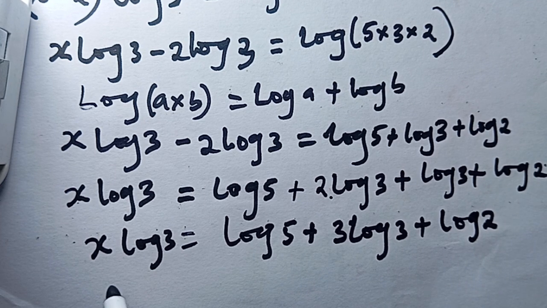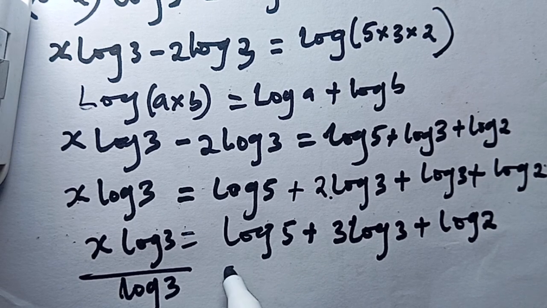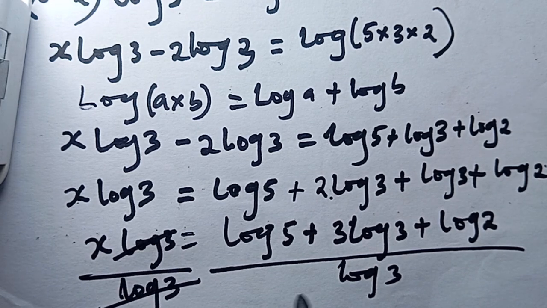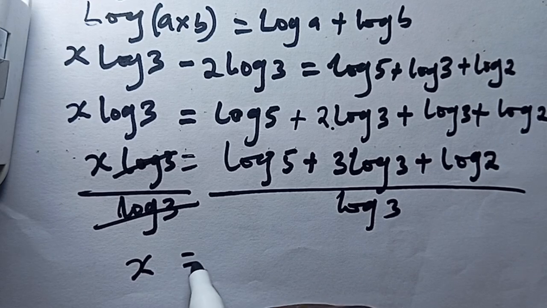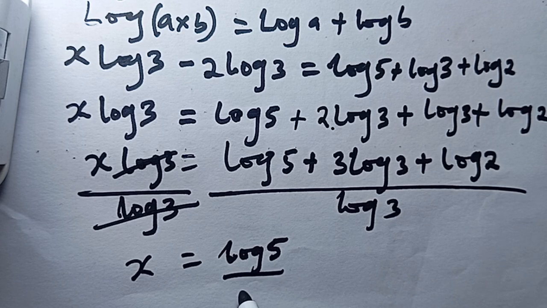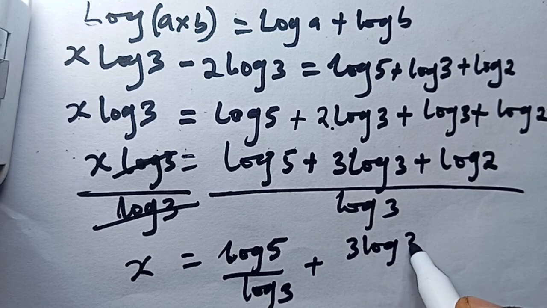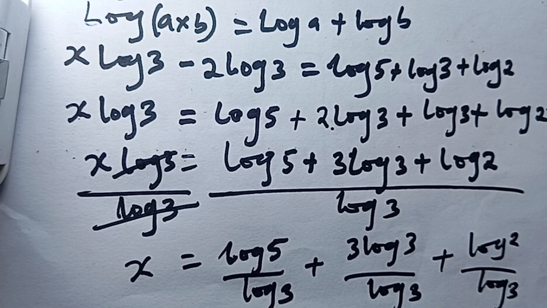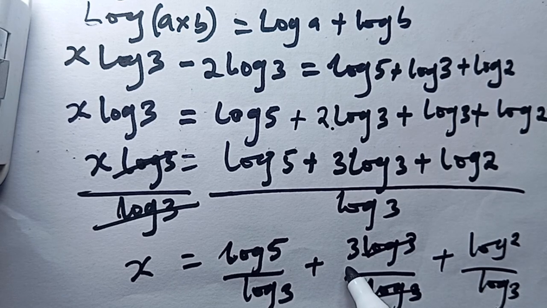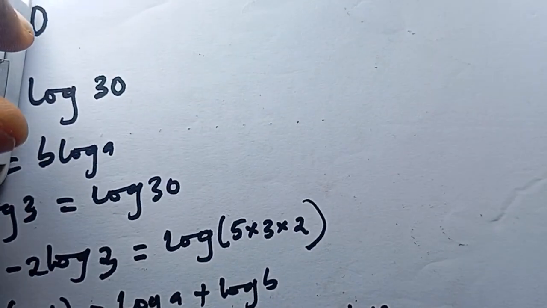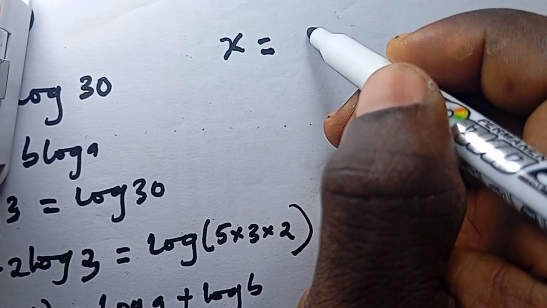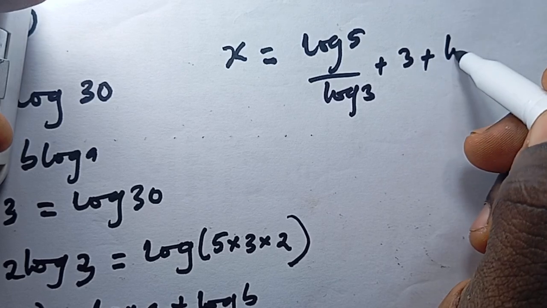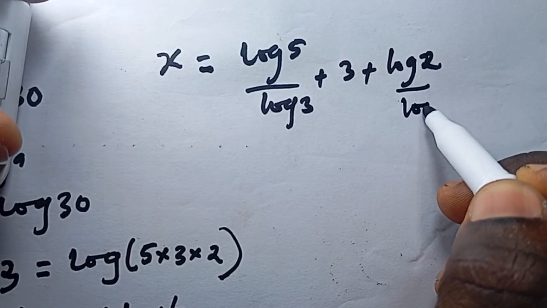Now at this point, I'm going to divide through by the coefficient of x right here, that is log 3. I'll divide all of this by log 3, and my x will be equal to log 5 divided by log 3, plus 3 log 3 divided by log 3, and then plus log 2 divided by log 3. At this point, this is going to cancel this, so I'm left with 3 over here. So x is now equal to log 5 divided by log 3 plus 3 and then plus log 2 divided by log 3.